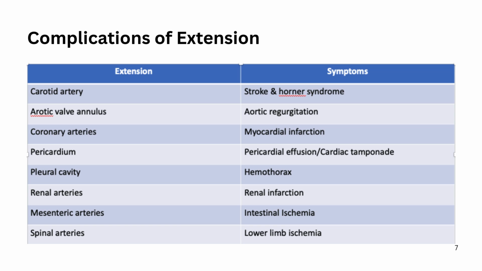Complications of extension. If the dissection extends to carotid arteries, the patient has additional symptoms including stroke and Horner's syndrome, which is caused by compression of the sympathetic plexus that innervates the eye and face, which is found traveling along the outside of carotid arteries.